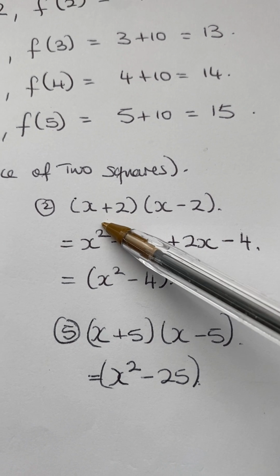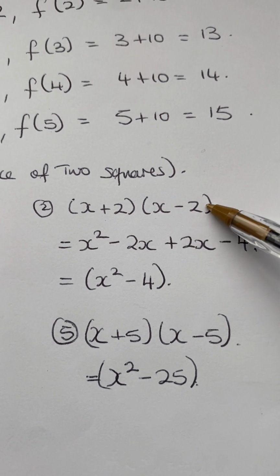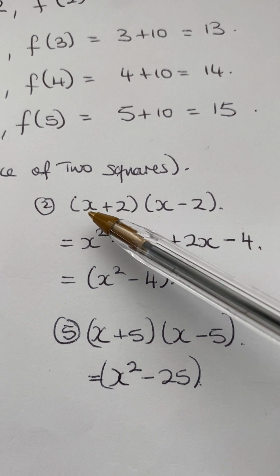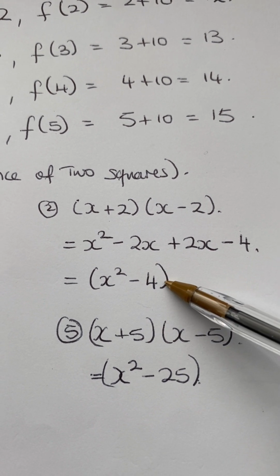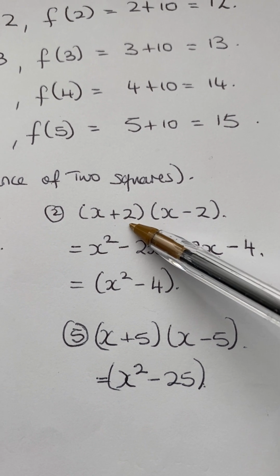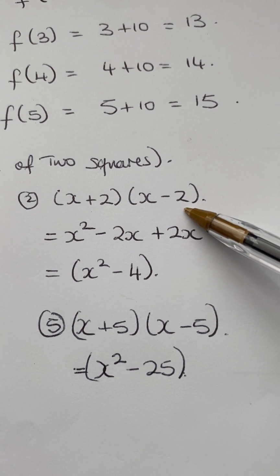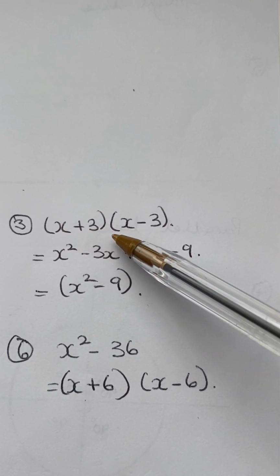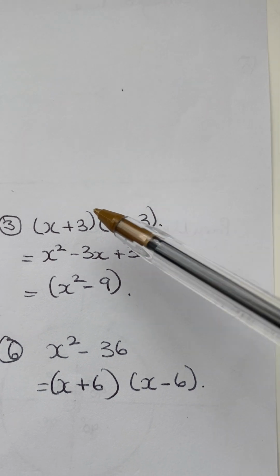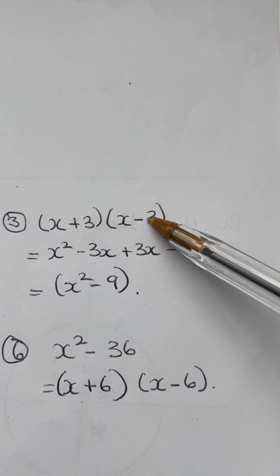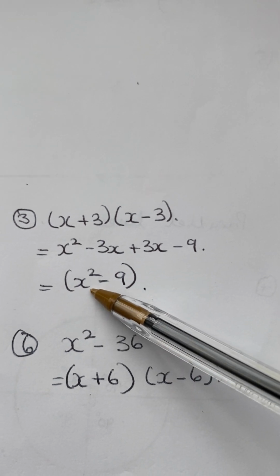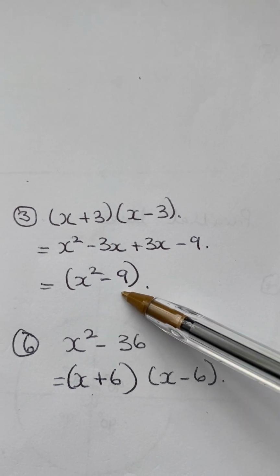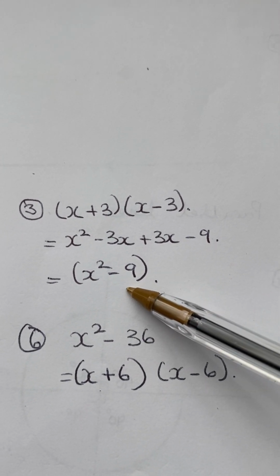Likewise, if you have x minus 2, x minus 2, your answer will be different. Your answer from x squared minus 4 will be x plus 2, x minus 2. Okay, now x plus 3, x minus 3. So there's a plus and there's a minus. So straight away, our answer will be x squared minus 9. So again, another example of difference of two squares.